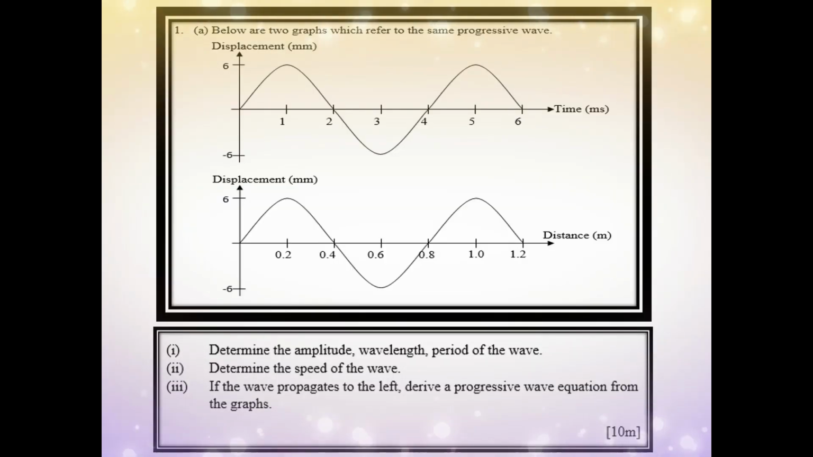Okay, now we look at the question. Below we have two graphs which refer to the same progressive wave. The first one, we have graph displacement in millimeter against time in millisecond. And the second graph, we have graph displacement in millimeter against distance in meter. So please be careful with the unit for both axes.